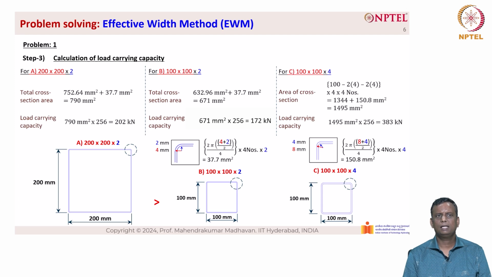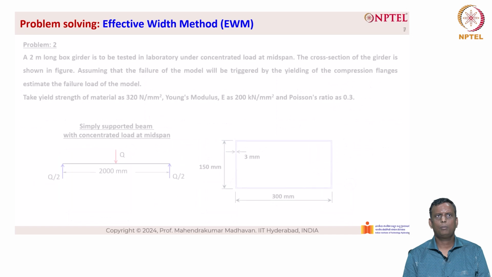So what we can understand is that the first cross section has a greater load carrying capacity, 202 kilonewton, compared to the second. When we compare the second cross section with the third cross section, the third has a higher load carrying capacity, which is 383 kilonewton compared to 162 kilonewton. So the highest load carrying capacity is cross section C, which is 100 by 100 by 4, followed by 200 by 200 by 2, which is cross section A, and the lowest load carrying capacity is 100 by 100 by 2. Now let us look at the second problem.